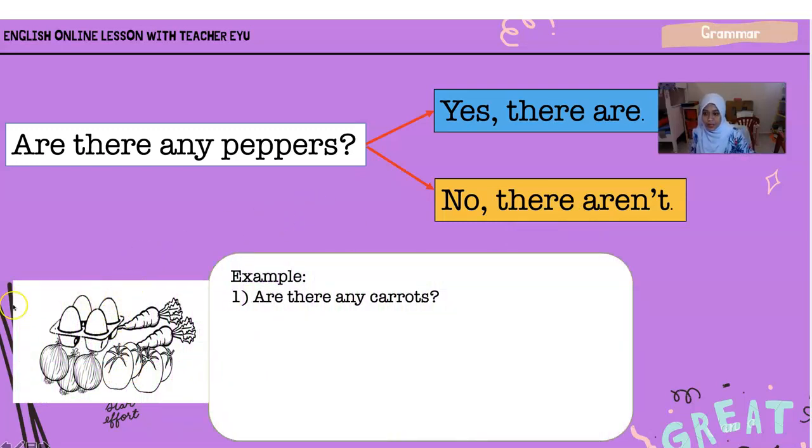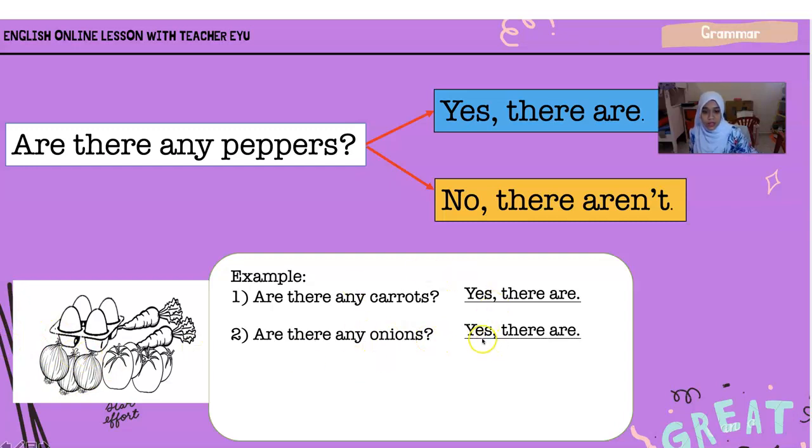Now let's look at the examples. The examples are from this picture. Number 1, are there any carrots? Okay, here are the carrots. So the answer is yes, there are. Number 2, are there any onions? Bawang. Ada bawang tak? Here are the onions. So the answer is yes, there are. Number 3, are there any coconuts? Can you see any coconuts here? No. So the answer is no, there aren't.